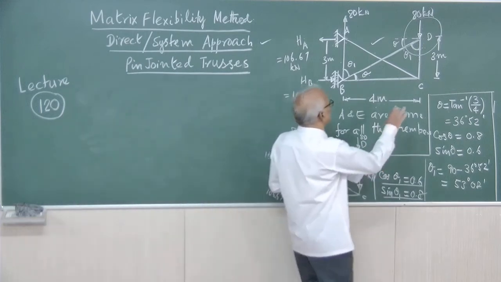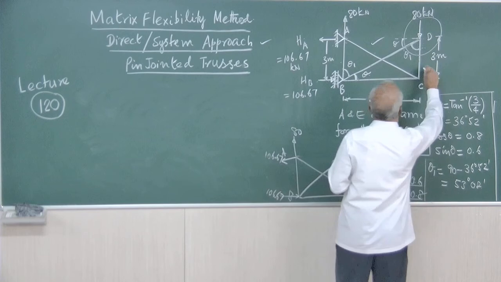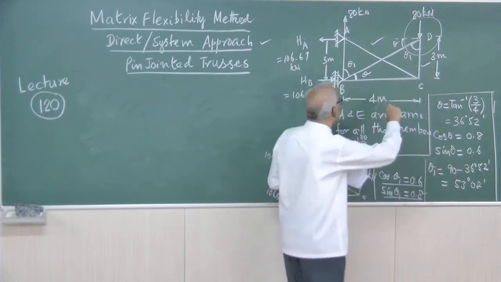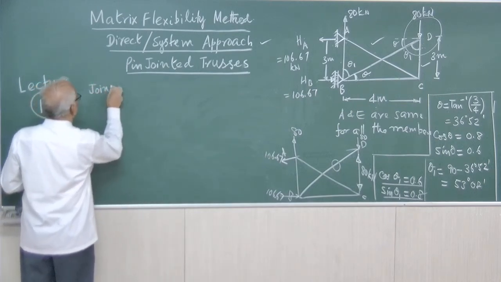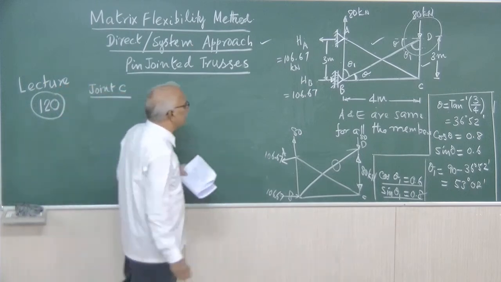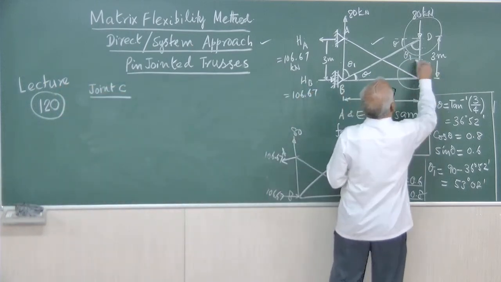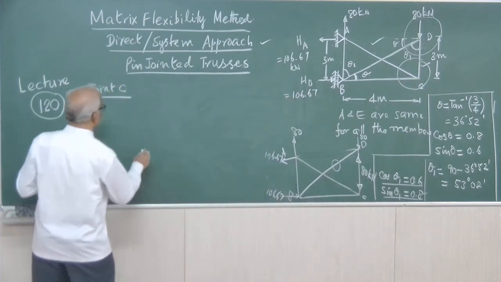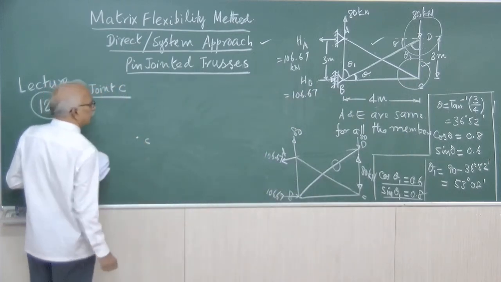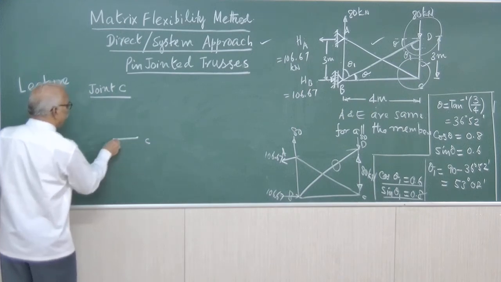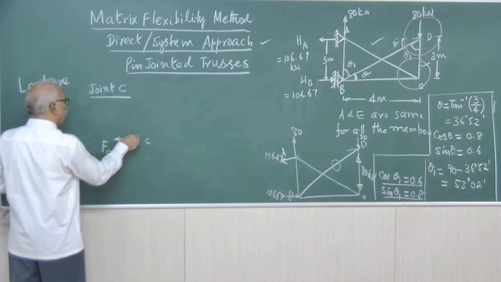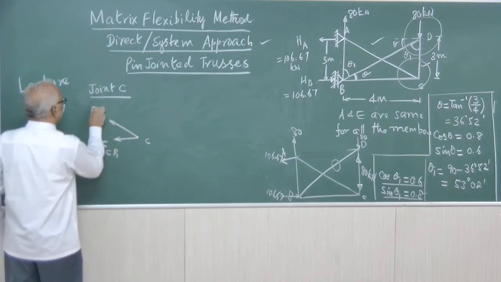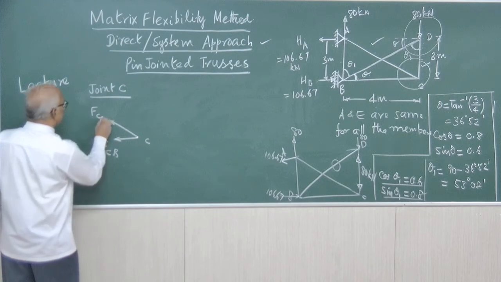Now we can take joint C, because this becomes known. Now the force in this is known. We have to find out these two. So we can go for joint C. You have to mark all the details around joint C. So this is joint C. In joint C, there is a horizontal member. Let us assume that to be tensile. That is FC, the opposite end is B, FCB. Then there is a diagonal member. This is FC, the opposite end is A, FCA.